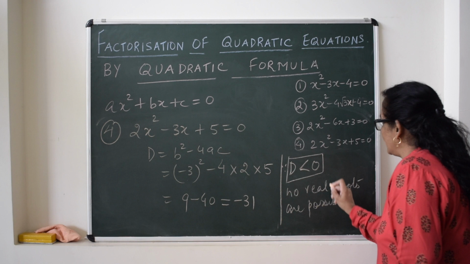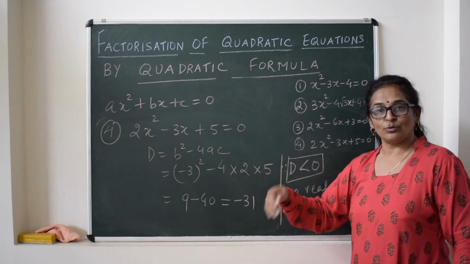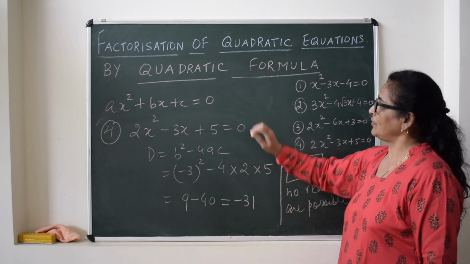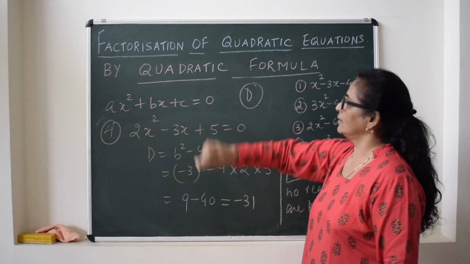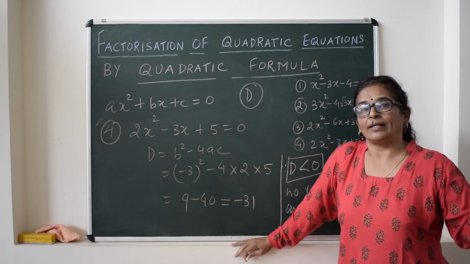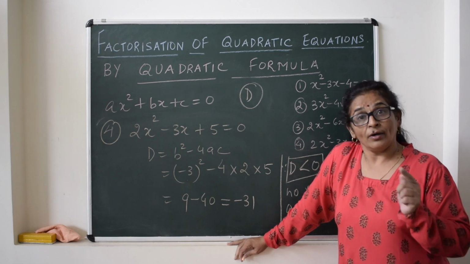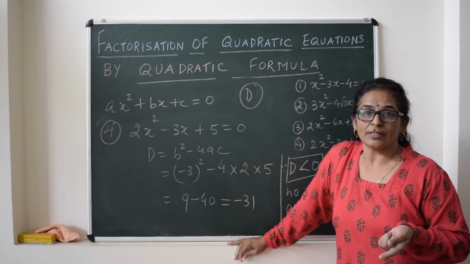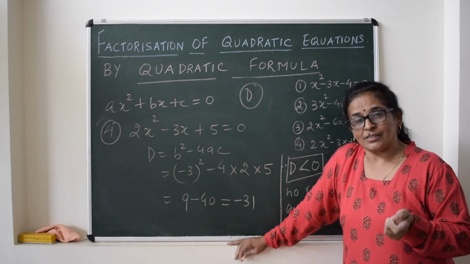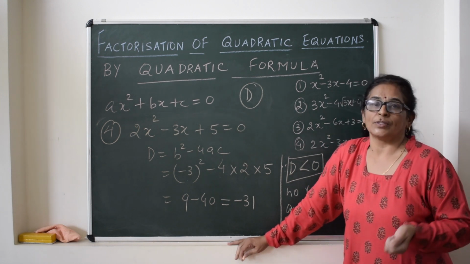So what we have seen in all these equations, we have used the quadratic formula. Everything is based on D. So before we start, we will calculate D and we will see if D is greater than 0 or equal to 0, real roots are possible. When D is less than 0, no real roots are possible.